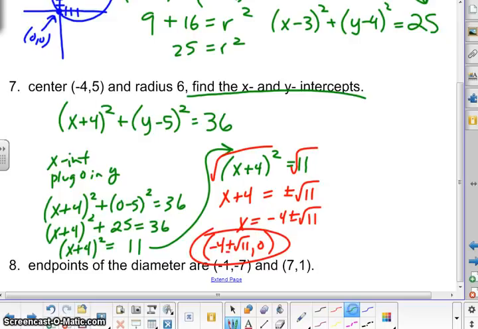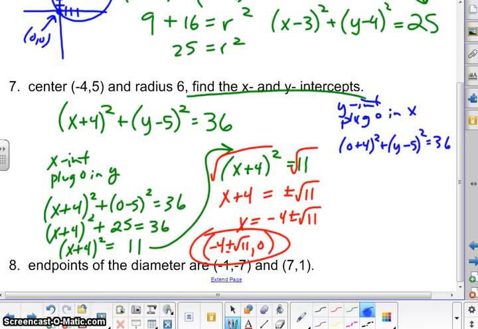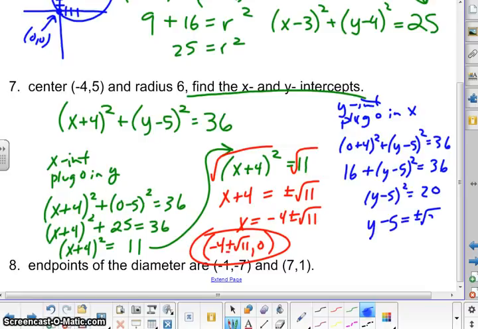Now let's do the exact same thing, but with the y-intercepts. For the y-intercept, we're going to plug a 0 in for x. So it'd be (0 + 4)² + (y - 5)² = 36. That ends up being 16. And then once you subtract 16 from both sides, you get 20. Take the square root of both sides, you get ±√20. And then y = 5 ± √20. All right, well, we know that simplifies into 2√5.